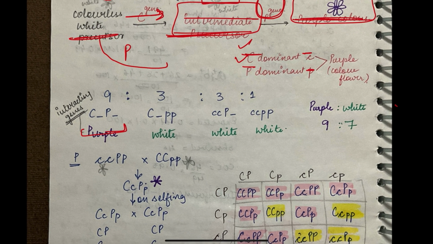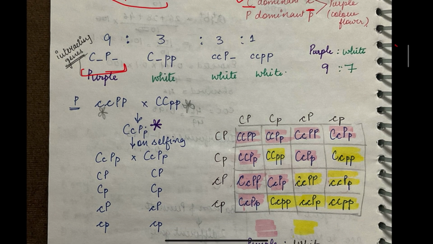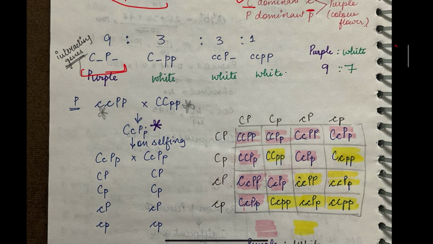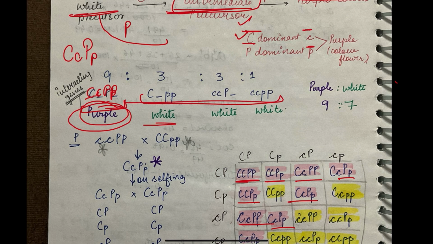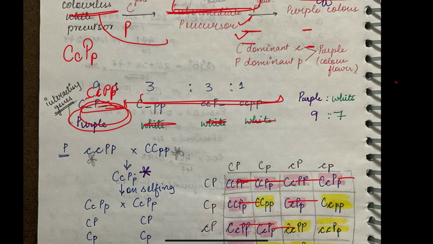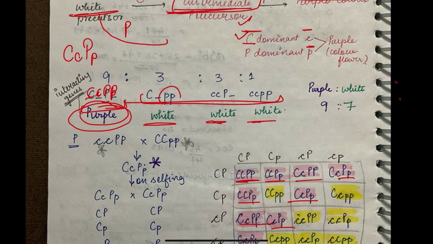I'll tell you this thing. Wait, we'll consider it here, capital C, capital P. We have seen here that 9 progenies carry at least one capital C and one capital P. Here we can have small c, capital C, or small p, capital P, right? But it will show purple color only because C is dominant over small c and P is dominant over small p. Rest all the progenies will form the white trait, right? Because they have one or both the genes in the recessive form.